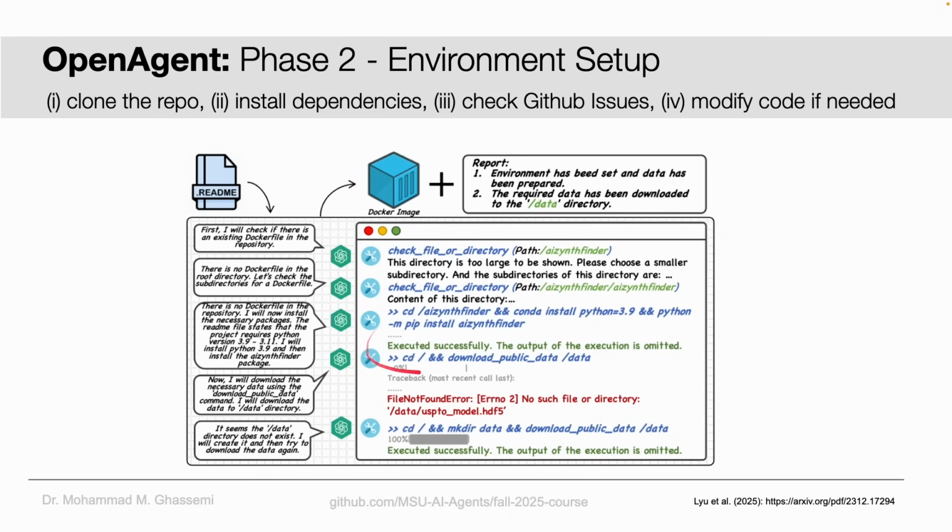Okay, that gets executed. This gets passed forward, and they say, now I'm going to download the necessary data using the download public data command. I'll download the data to /data. An error gets thrown. There's no such file or directory. It says, oh, it seems that the data directory does not exist. I need to create it, try to download the data again, and then it executes.